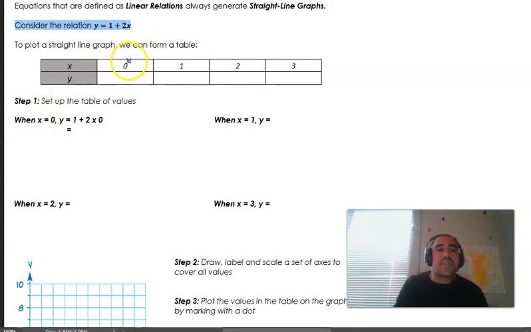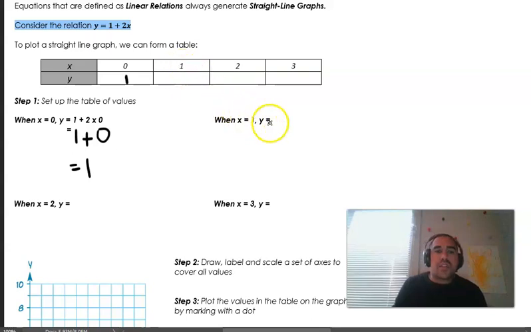So when x is equal to 0, our y value is going to be 1 plus 2 times whatever x value we chose, in this case 0. So this is going to be equal to 1 plus, and you've got to remember your BODMAS, you always do multiplication first, 2 times 0 is 0. So 1 plus 0 is equal to 1. So when x is equal to 0, our y value is going to be equal to 1.